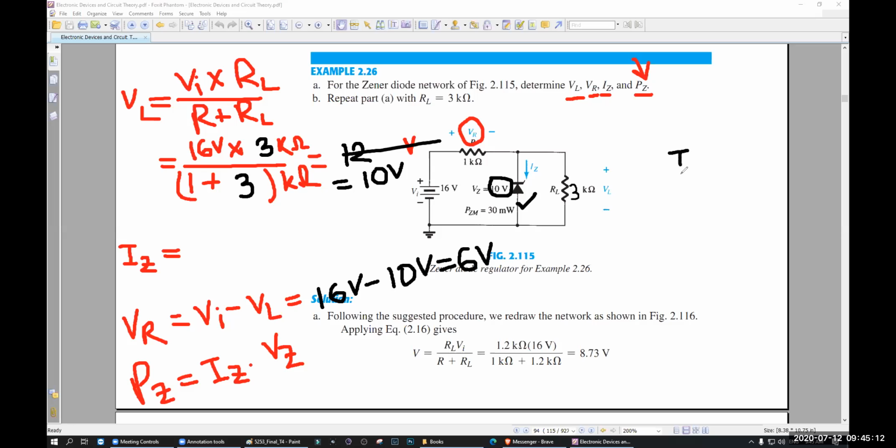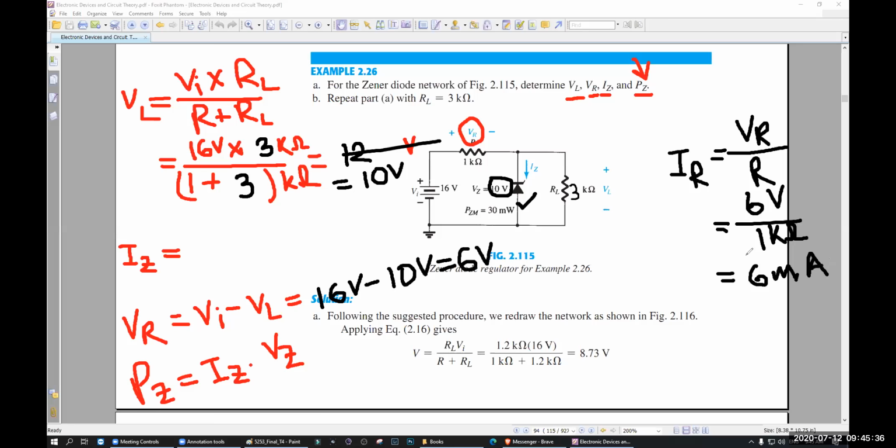What about the IR? This current, resistance current. Though they didn't tell us to find it out, we'll find it out anyway. VR divided by R. VR is 6 volt. R is 1 kilo. So the value is 6 milliampere. Okay. Here the current is 6 milli. This current will come and divide into two parts. One is IL. Another one is IZ.